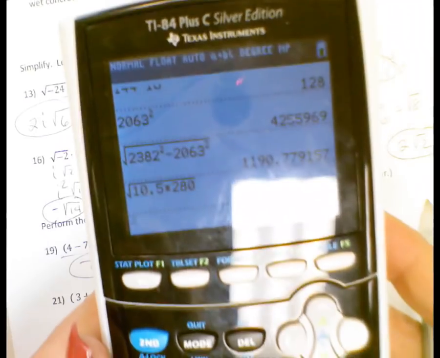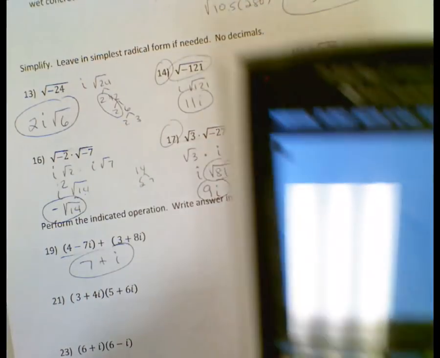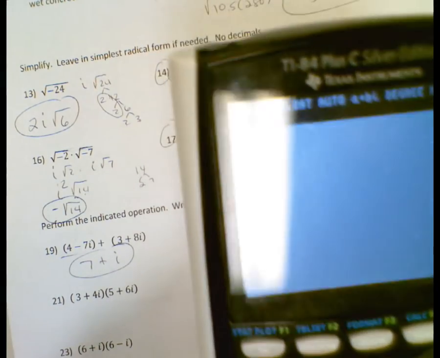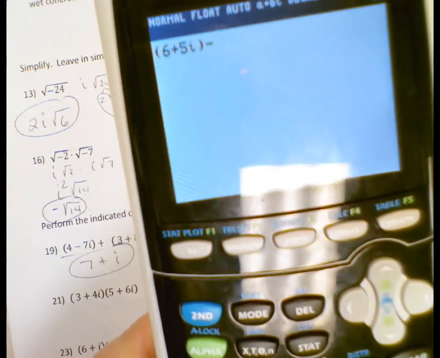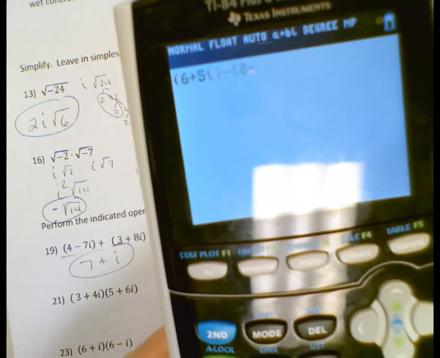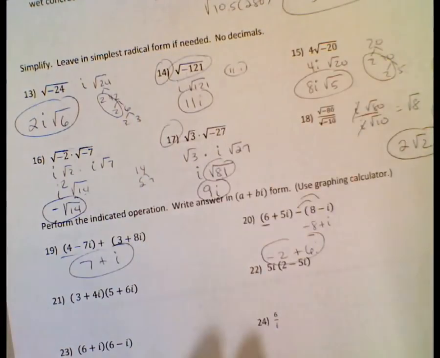So we have parentheses. We're going to have parentheses 6 plus 5i. Remember, i is second decimal. Minus parentheses 8 minus i. The answer is negative 2 plus 6i. So I'm going to let you guys do the rest of this.